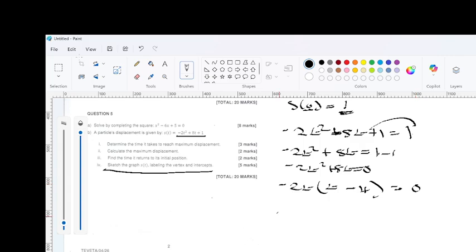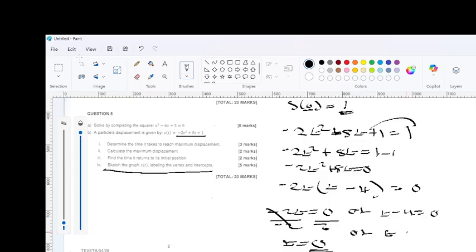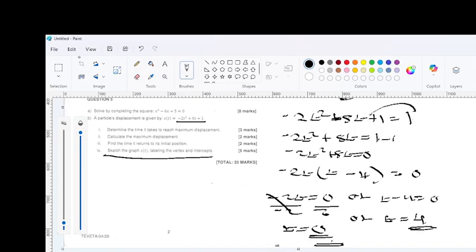So it will be -2t equals 0, or t minus 4 equals 0. Here we divide throughout by -2, and we cancel. So t equals 0, which is what we calculated at first, or, collecting like terms, t equals 4. So t equals 0 is our starting time.